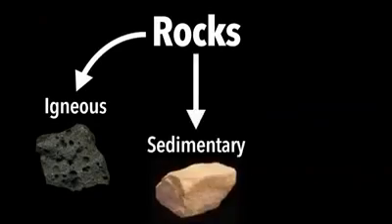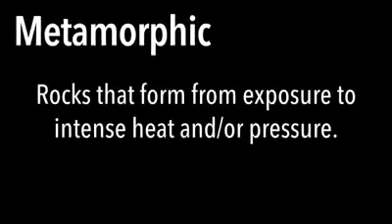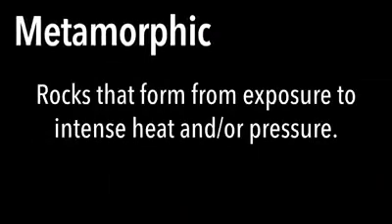So, back to our rocks, we have our igneous, sedimentary, and one more group to look at, metamorphic rocks. Metamorphic rocks are formed from exposure to intense heat and/or pressure. You can take any kind of existing rock, and if it gets forced down by the motion of tectonic plates into the Earth's crust, intense heat and pressure down there will cause it to change or morph into something new.